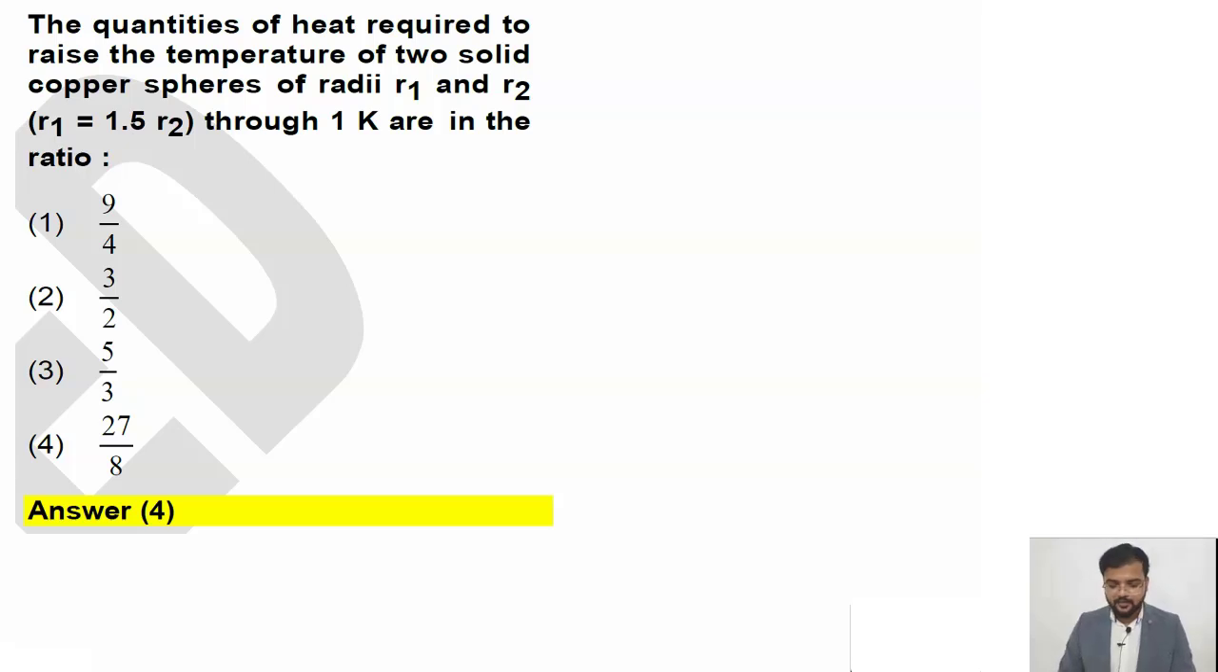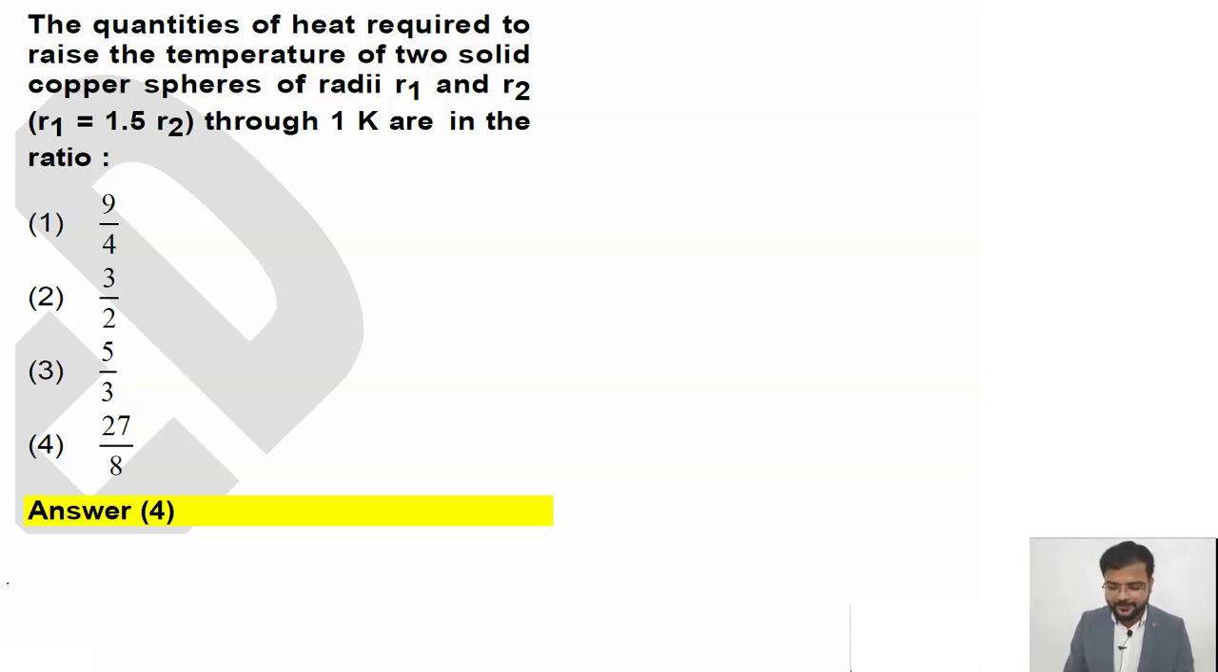Okay, see the last question. The last question is what? The quantities of heat required to raise the temperature of two solid copper spheres of radii R1 and R2, where R1 equals 1.5 R2, through 1 Kelvin are in the ratio. So here we have to give heat to the spheres, then the temperature of the spheres will rise, correct? The material is the same, the radius is different, and we are giving 1 Kelvin of heat, correct?